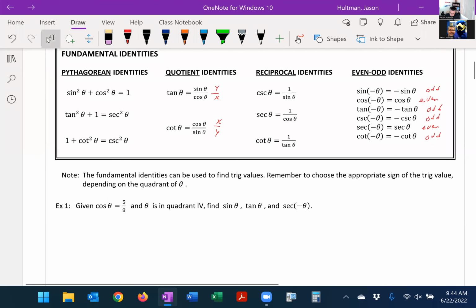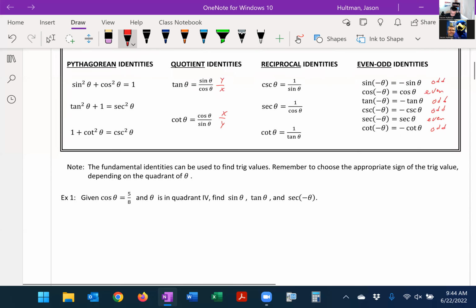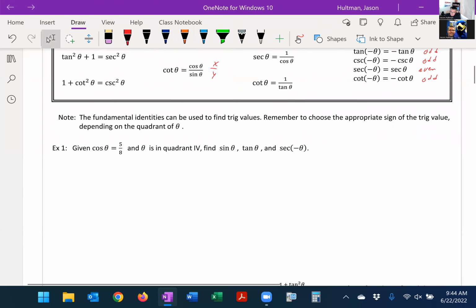It says, note, the fundamental identities can be used to find trig values. Remember to choose the appropriate sign of the trig value depending on which quadrant theta is in. So make sure you know which quadrant you're in. Okay, given cosine of theta is 5 over 8, and theta is in quadrant 4.